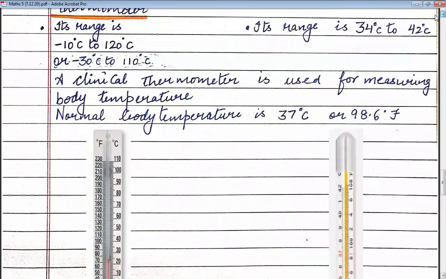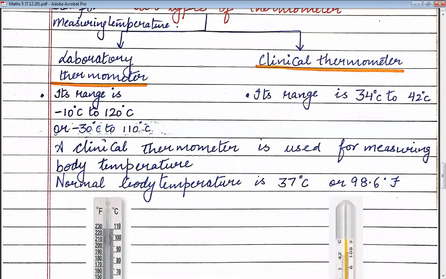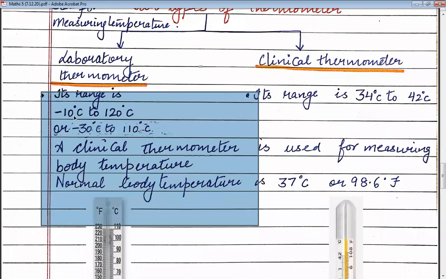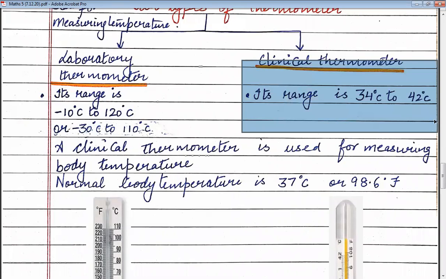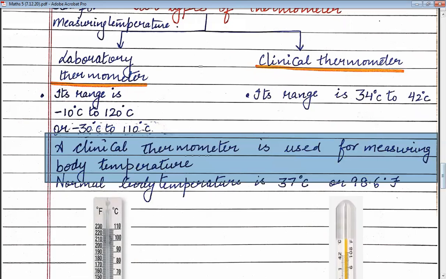Let's go back to our topic. Children, we have already discussed that the range of the laboratory thermometer is -10 degrees Celsius to 120 degrees Celsius, or sometimes -30 degrees Celsius to 110 degrees Celsius. And the range of the clinical thermometer is 34 degrees Celsius to 42 degrees Celsius. We use a clinical thermometer to measure our body temperature.